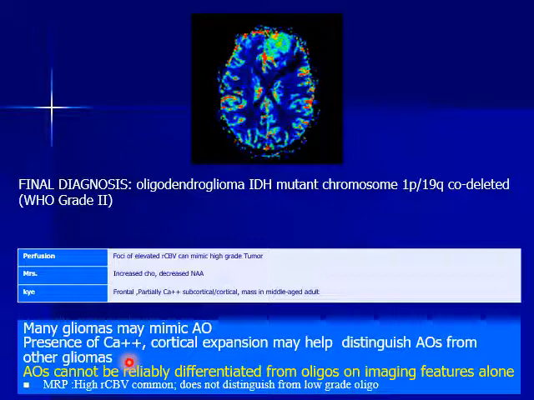Many gliomas may mimic anaplastic oligodendrogliomas. The presence of calcification and cortical expansion can help to differentiate oligodendrogliomas from other gliomas. Also, as I've told you, it is not easy to differentiate benign or low-grade oligo from anaplastic oligo on imaging alone, even using the cerebral blood volume, because the low-grade one is hyperperfused.